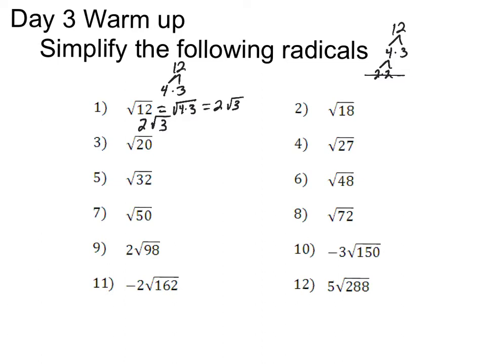And what if you get to more complicated ones, like number 9? You have 2 times the square root of 98. So let's use that factor tree on 98. Well, 98, that's 49 times 2. 49, that's 7 times 7. So I'm going to cross off that pair of 7s, write one down, and what I don't cross off goes underneath the square root. And 2 times 7 is 14.